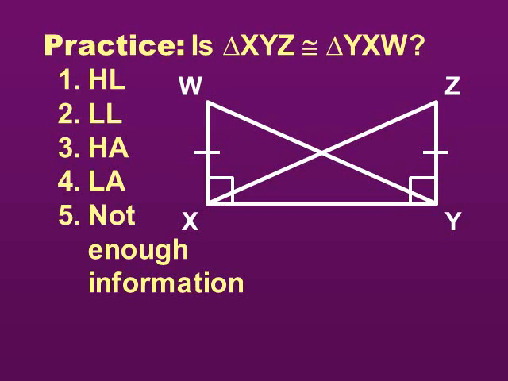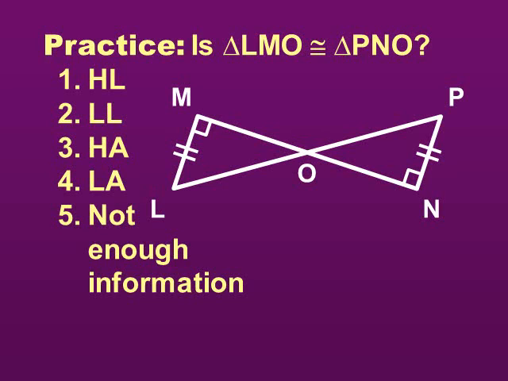This looks tricky because they're overlapped, so take your time. This is leg, leg, because the XY leg is congruent to itself. So you have two legs on each triangle. Okay, remember the angles that are congruent are vertical angles, right? MOL is congruent to PON because of vertical angles. So you have a leg and you have an angle.